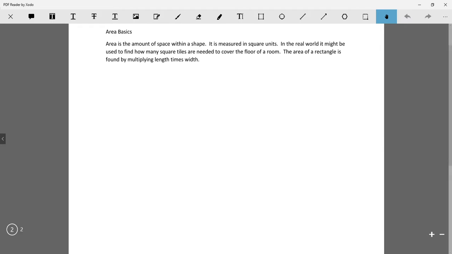All right, so let's now go over area. Area is the amount of space within a shape. It's measured in square units. Basically, in the real world, it might be used to find how many square tiles are needed to cover the floor of a room.